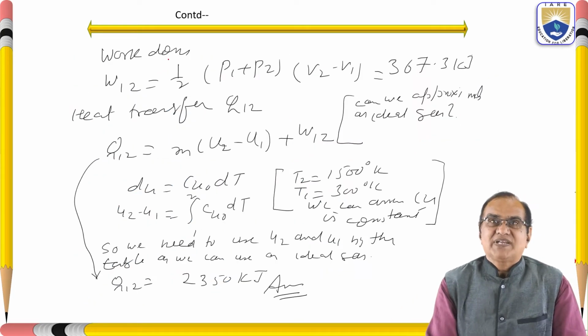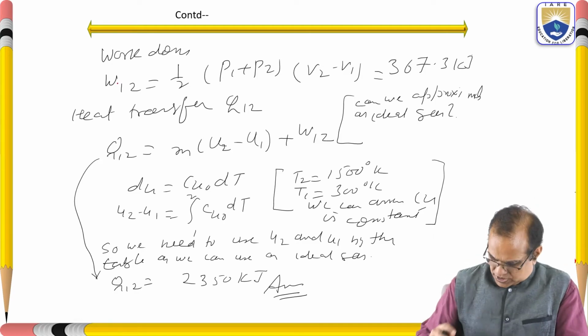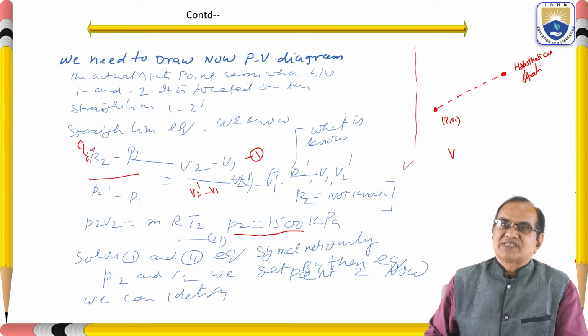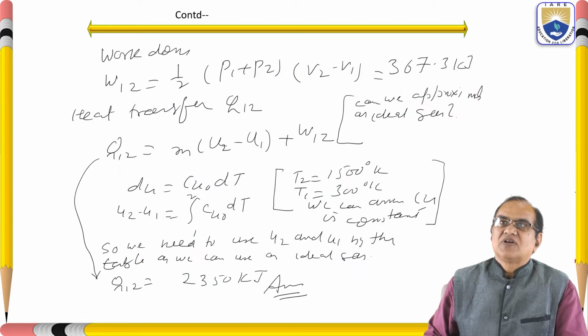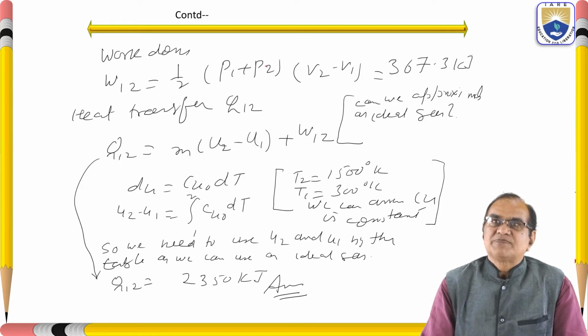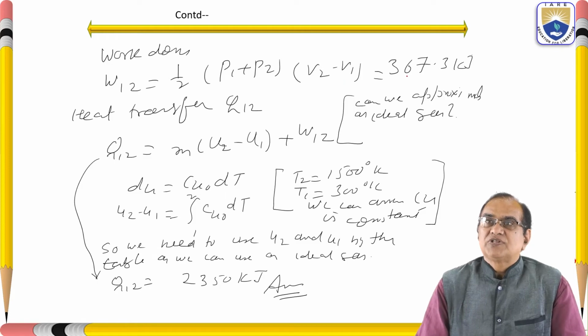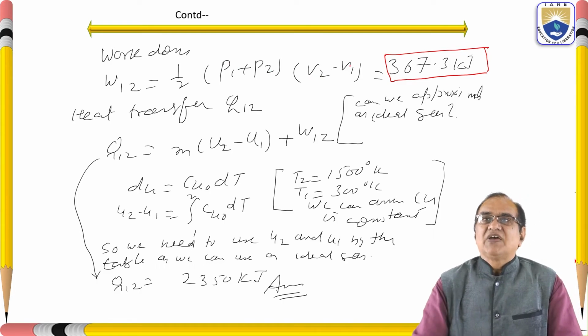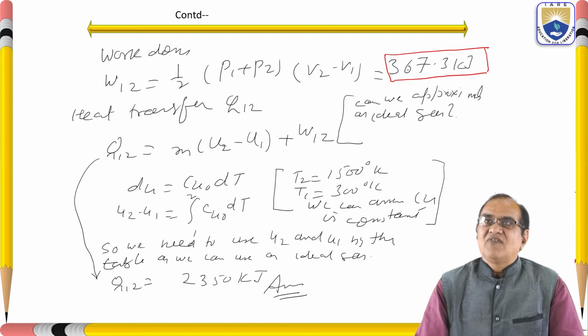We can identify all these problems. So here the work done is equal to, if you see, P2 prime is 600 kilopascal. So work done is equal to half of P1 plus P2 times V2 minus V1. Putting in the values of P1 plus P2 and V2 minus V1, we will get this work done as 367.3 kilojoule.